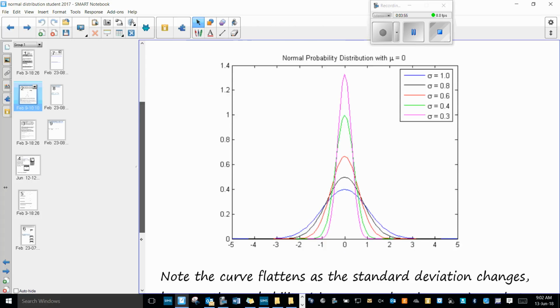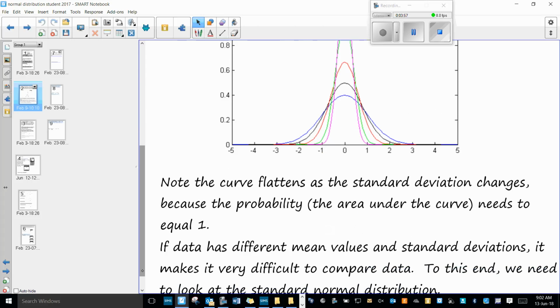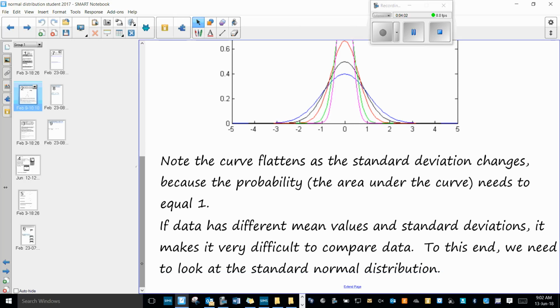The curve flattens as the standard deviation changes because the area has to equal 1. And if the data has different mean values and standard deviations, it makes it difficult to compare. So in some cases we would look at the standard normal distribution.